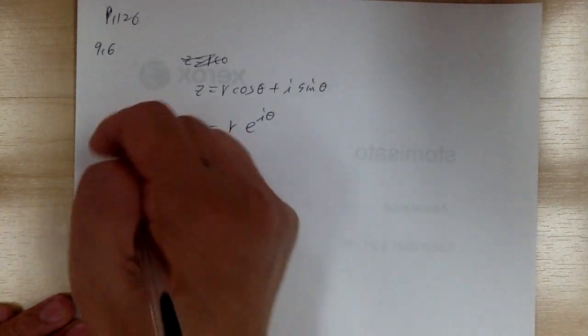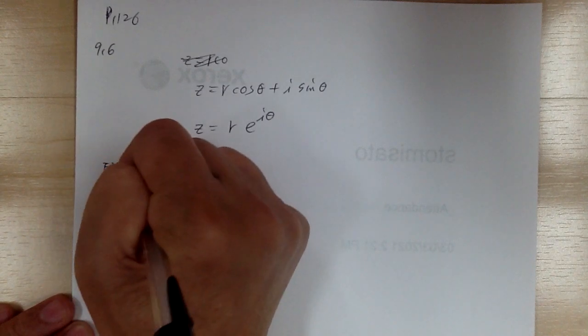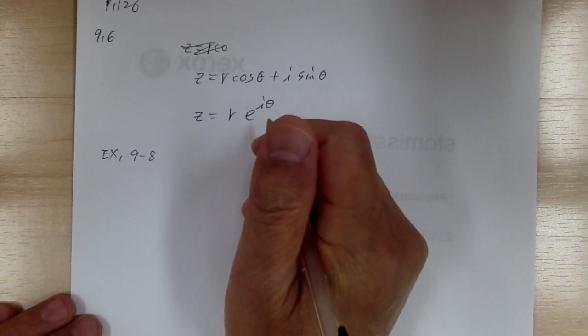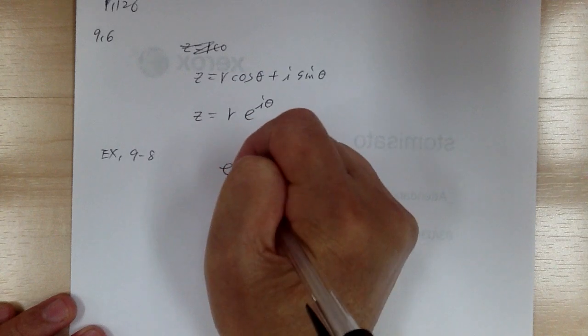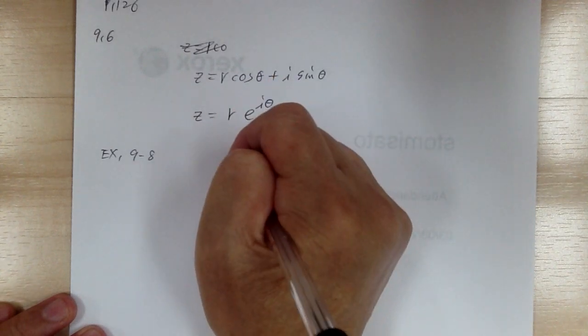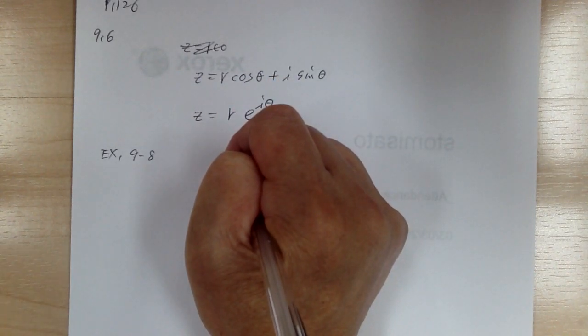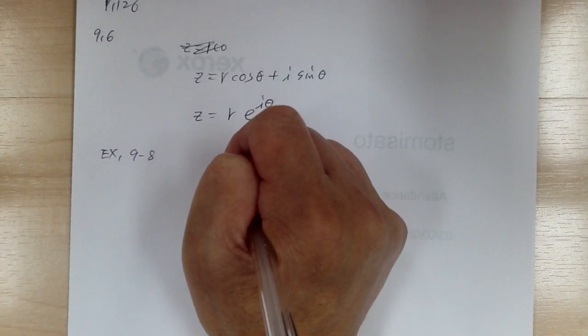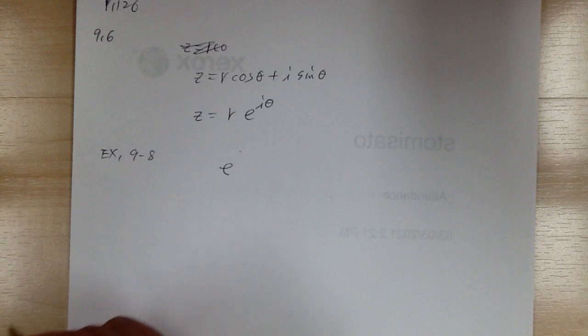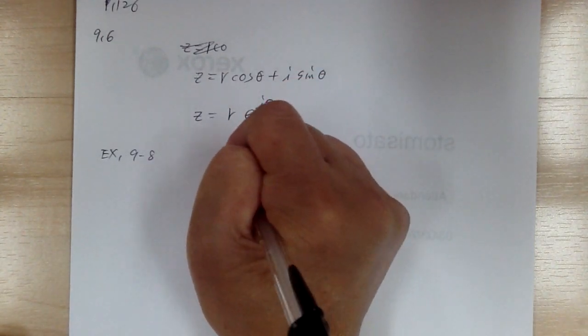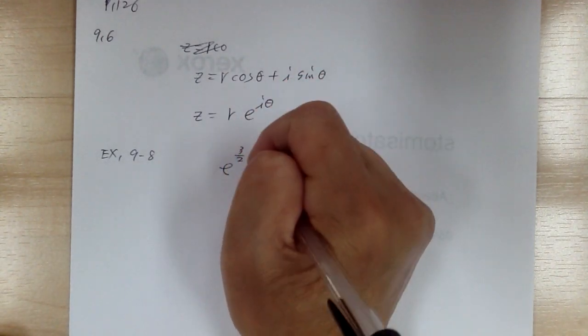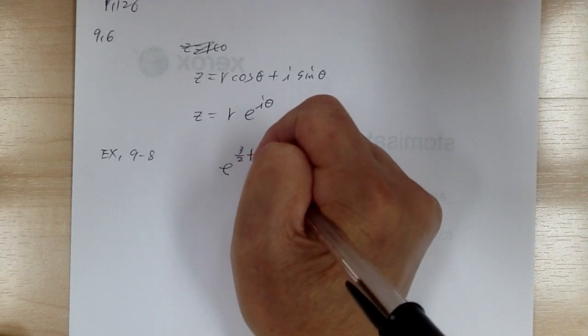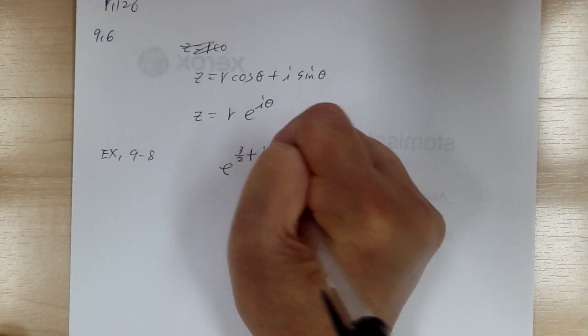So let's go over example 9-8. It says evaluate the complex number. You've got e to the... I don't like the way they do the slash, because with the slash you don't know if what follows is part of the denominator or separate. So my advice is to stay away from the slash. So this would be e to the 3/2 plus i pi over 4.